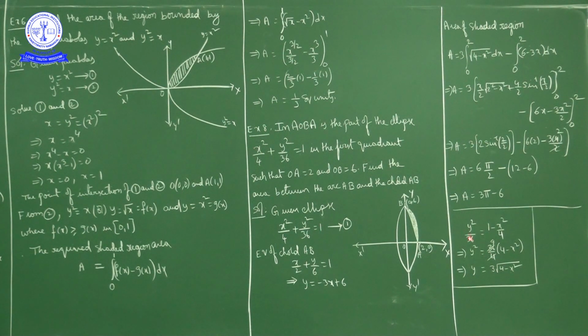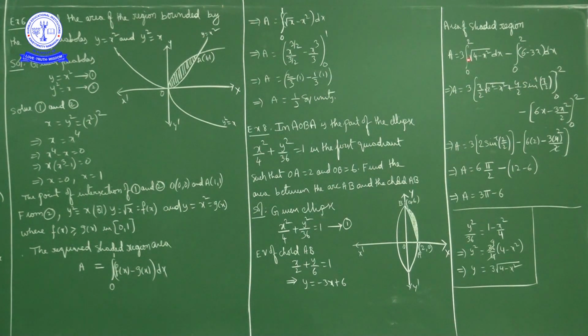So from here, y square by 36 is equal to 1 minus x square by 4. Now by taking LCM, y square by 36 is equal to (4 minus x square) by 4. Cross multiplying 36, 36 upon 4 is 9. Y square is equal to 9 into (4 minus x square). So y is equal to plus or minus 3 into square root of 4 minus x square. Anyhow we are considering the first quadrant, so y is equal to 3 into square root of 4 minus x square.